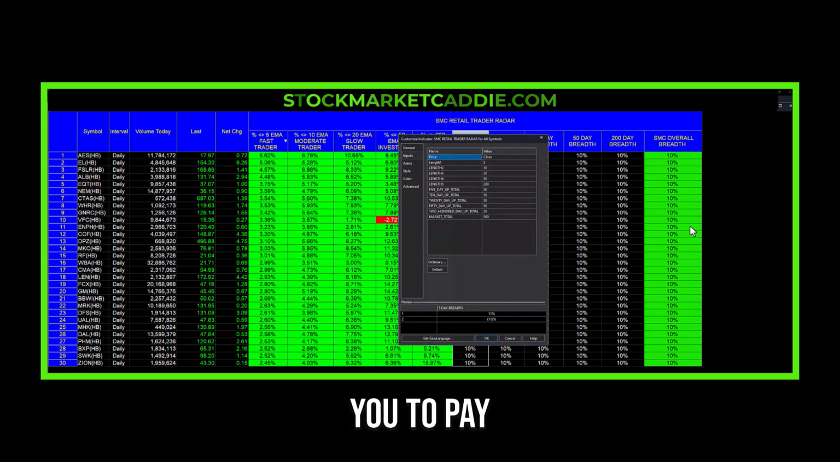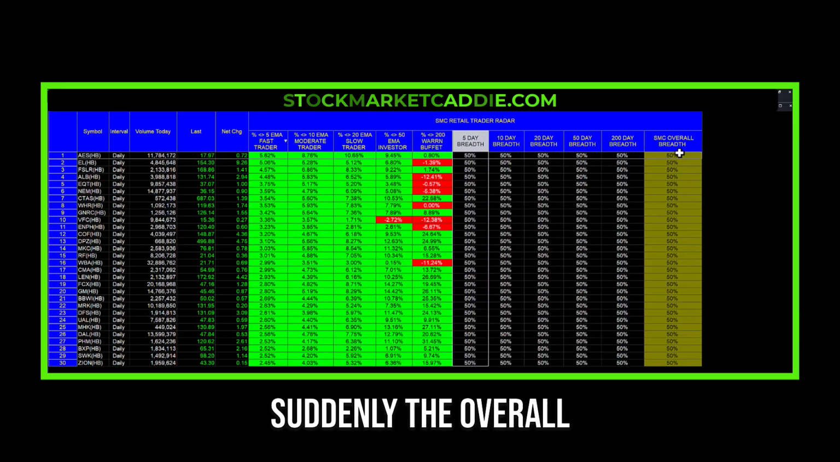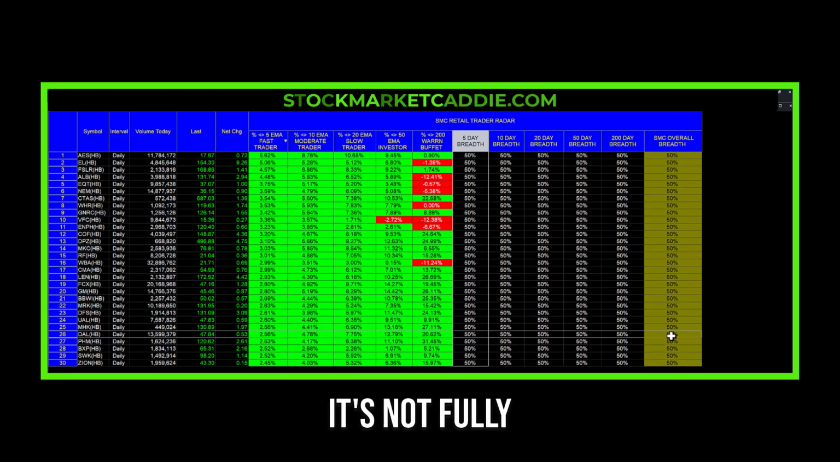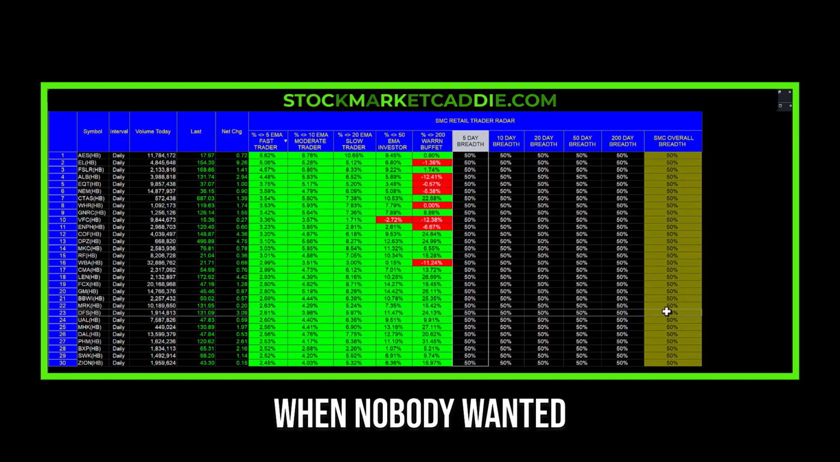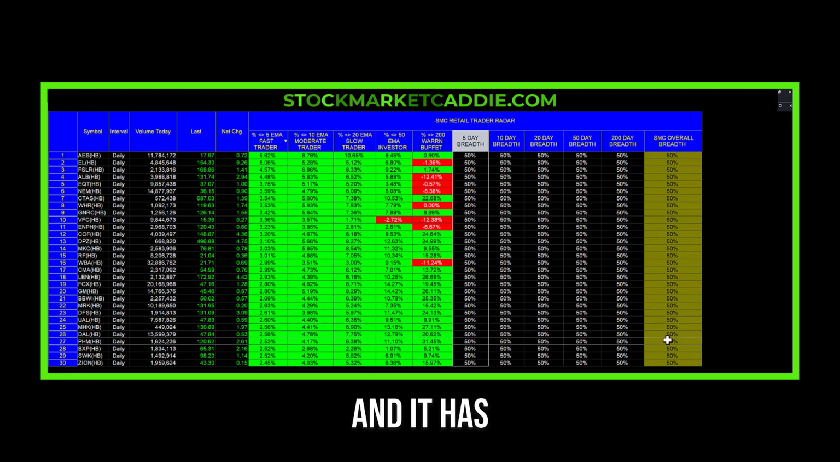Now I'm going to, as an example, put in an input here. And I want you to pay attention to what happens. I'm going to deliberately put in, not the exact number, we're going to do that in a moment, but I'm going to put in 250. So this would represent half of the stocks being over these averages. And watch what happens. Suddenly, the overall breadth of the market gives us a 50% reading. It's not fully green. See, it would have been better to get it when nobody wanted it, down at 10 to 20%, and it has been there.